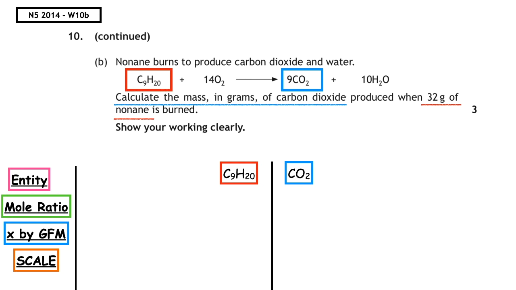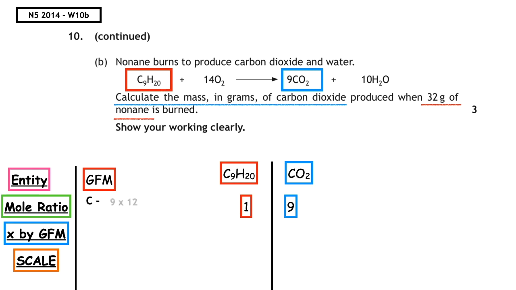Mole ratio, how many do we have of our nonane? There's no big number in front of the formula, which tells us we have 1, but this time we have 9 carbon dioxides, so we have to write the mole ratio of 9 on that side. We now need to calculate the gram formula mass for each side.